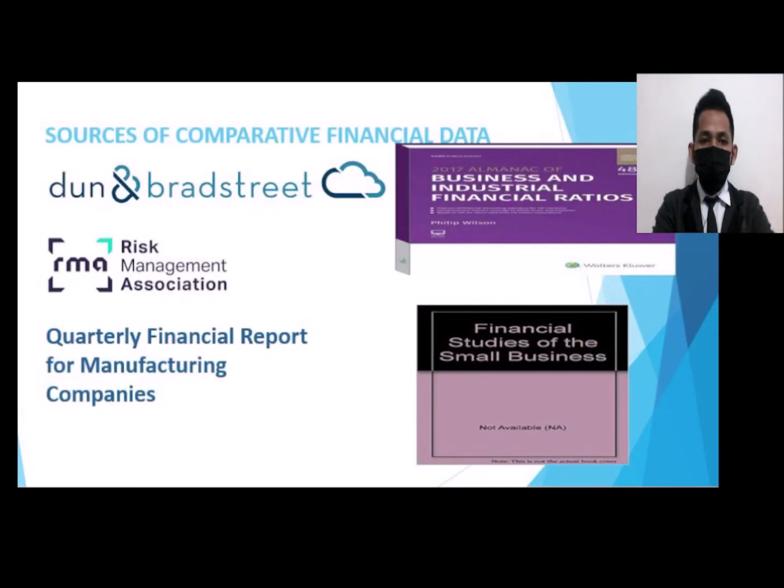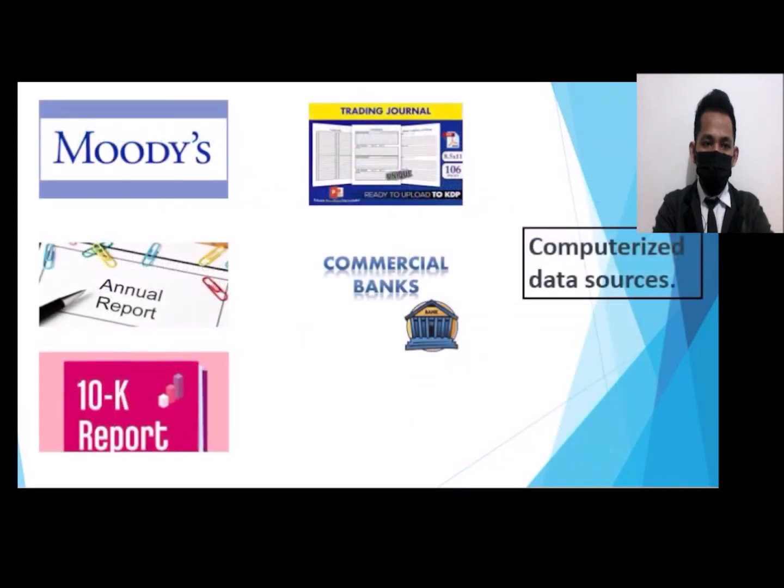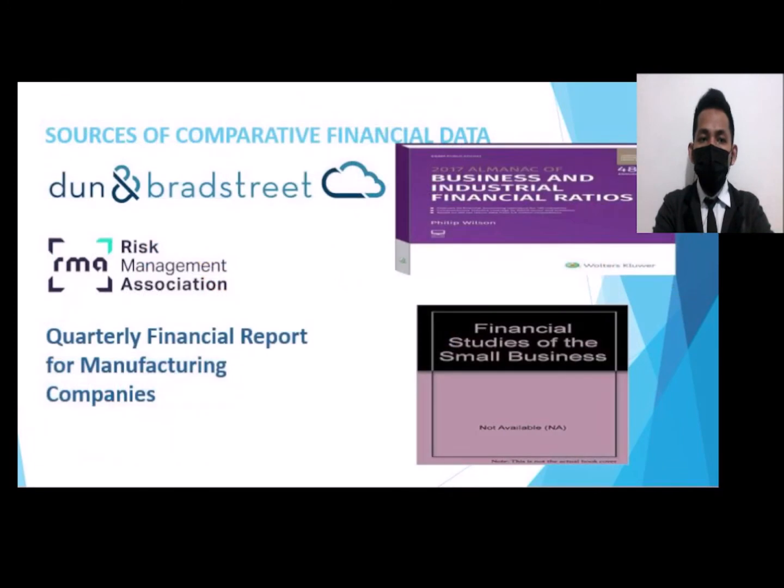So, sources of comparative financial data. These are Dun and Bradstreet, the Risk Management Association, and Moody's annual report. They are the record keepers of businesses by industry. Here businesspeople can also see where their competitors are heading, for example those in the same industry.